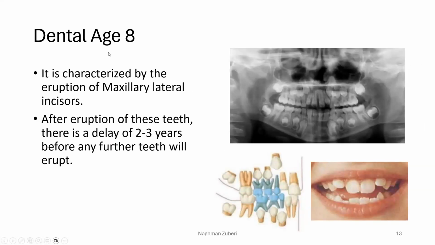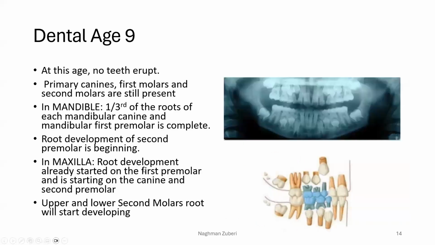Dental age 8 is characterized by the eruption of maxillary lateral incisors. After eruption of these teeth, there is a delay of 2 to 3 years before any other permanent tooth is going to erupt. Dental age 9: at this age, no teeth erupt.